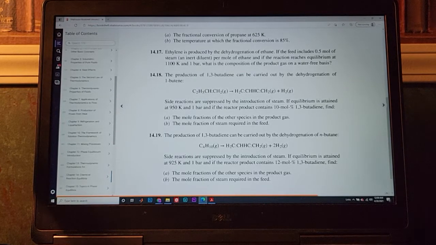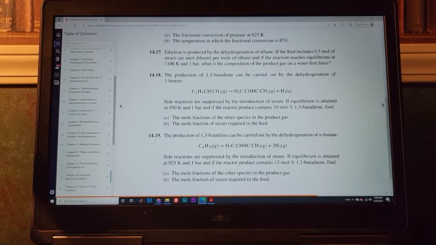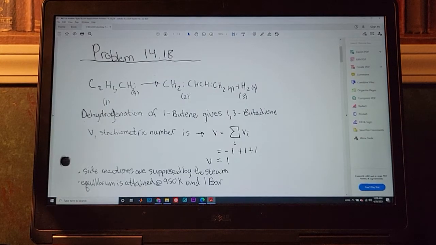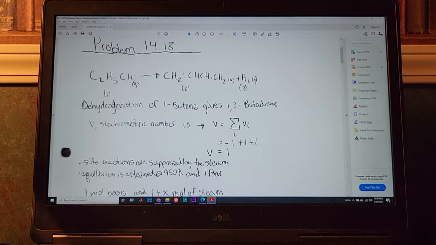Side reactions are suppressed by the introduction of steam. If equilibrium is attained at 950 K and 1 bar, and if the reactor product contains 10 mole percent 1,3-butadiene, find A, the mole fraction of other species in the product gas, and B, the mole fraction of steam required in the feed. So we start off here with our reaction.